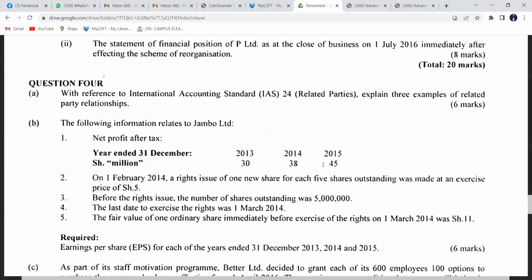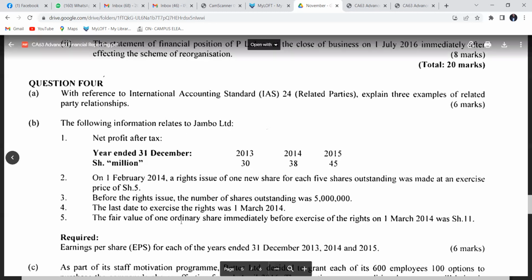But in 2013 and 2015, to get your WANOS, the weighted average number of ordinary shares, you just weigh the shares which were issued in those 2 years. So let us start from determining the earnings per share for 2013.